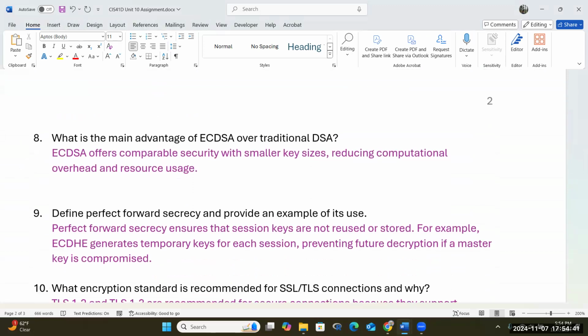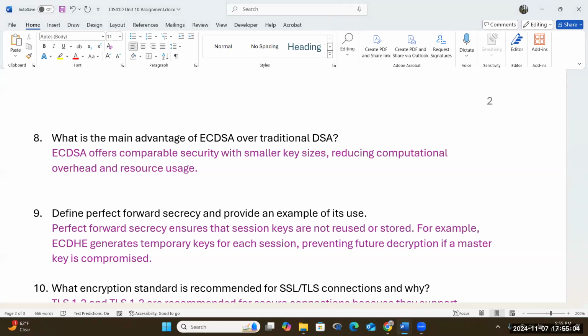So for number 9, it says define perfect forward secrecy and provide an example of its use. And you can refer to that section of the note that we just went over. So perfect forward secrecy ensures that your session keys are not reused or stored. So it's rotated and changed.